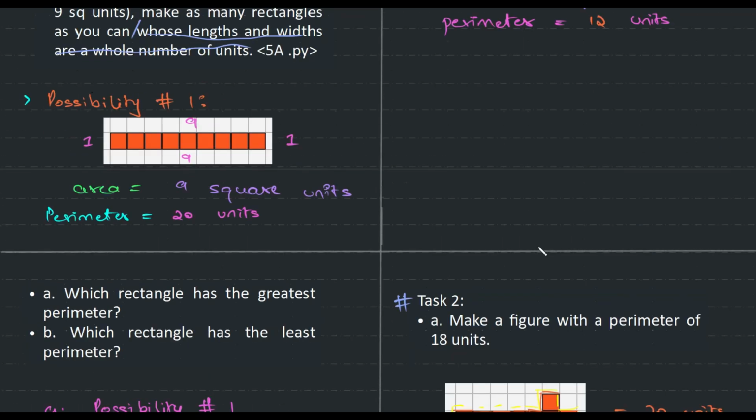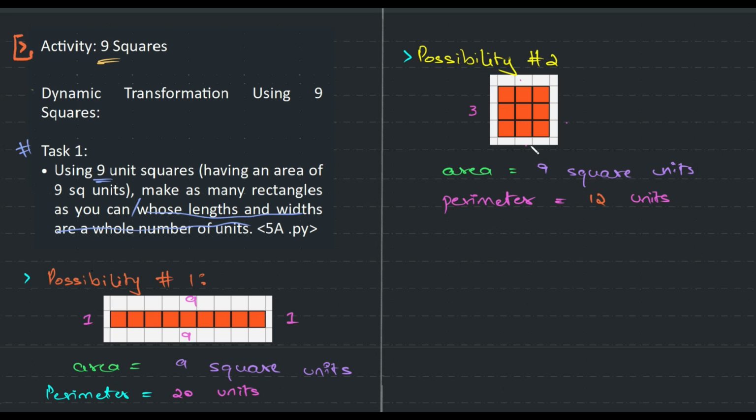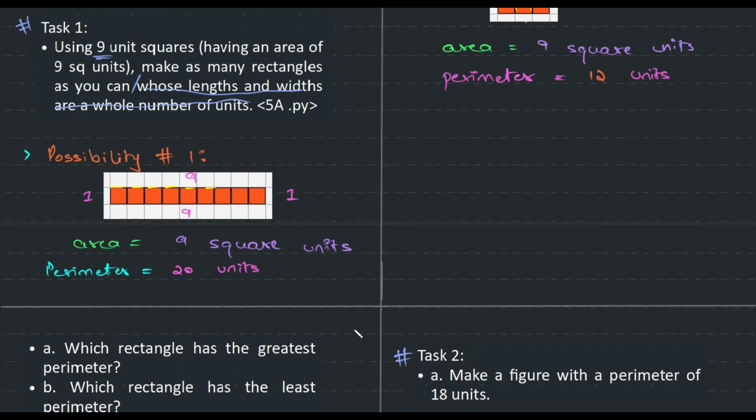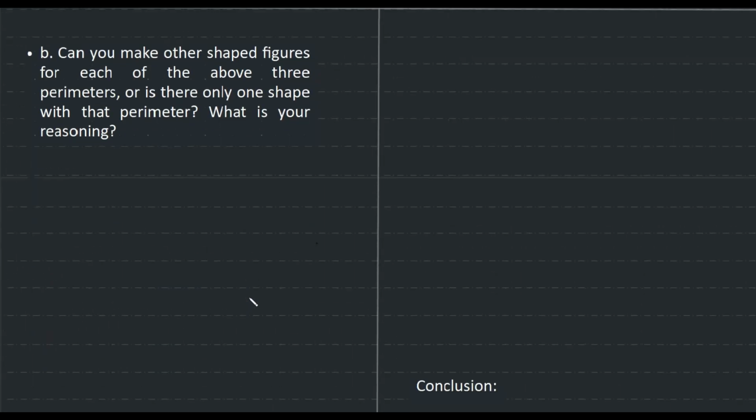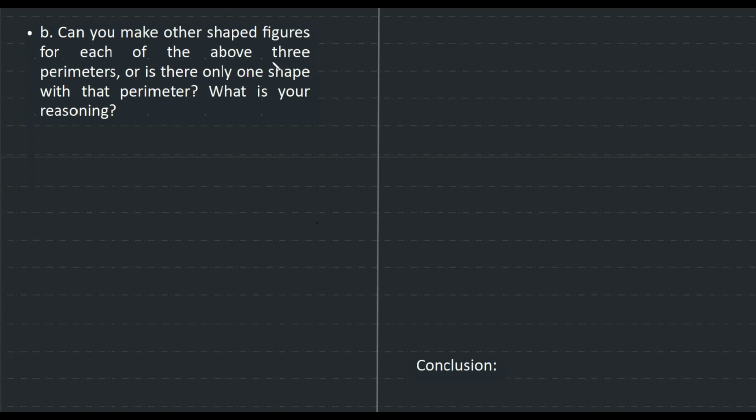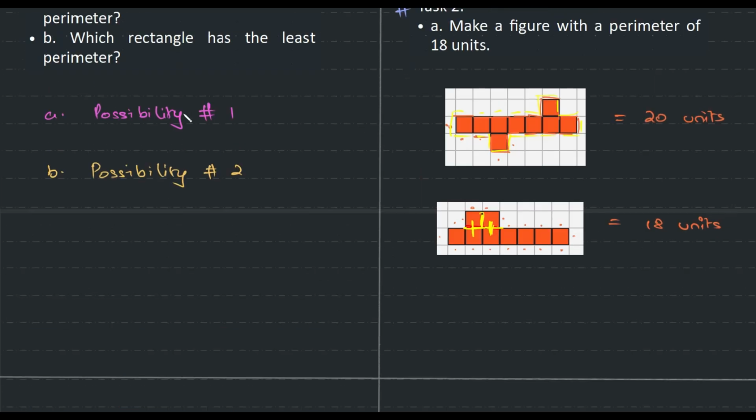Okay, so one more best example is this 3 by 3 square, right? You can see that all of this space is closed off from the external world. But here there's clear-cut exposure. And that's how you can reduce the value, right? So this is one possibility. There are many possibilities, but this is one of them. Can you make other figures for each of the above 3 perimeters? Or is there only one shape within that perimeter? What is your reasoning?